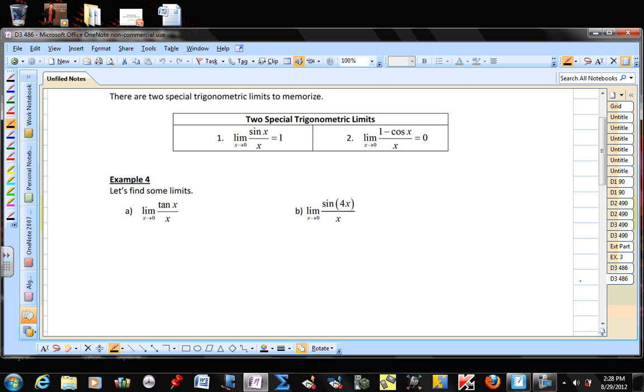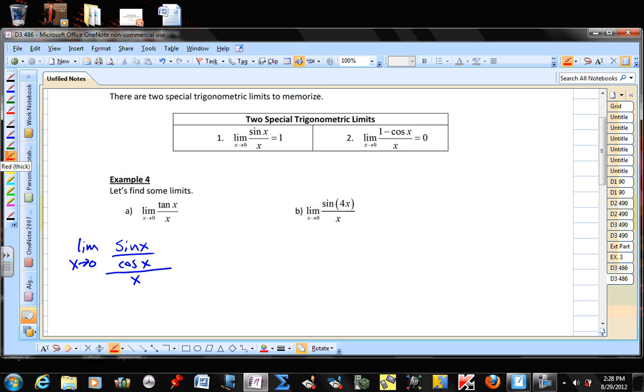Let's start taking a look at example 4. Part A, we're finding the limit of tangent of x over x. Well, tangent of x over x doesn't match the function in either of our special limits. So let's use some trig identities. We can call this the limit as x approaches 0 of sine of x over cosine of x, all over x.